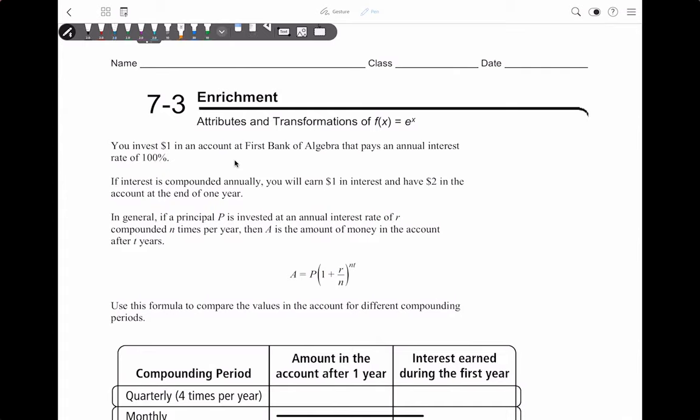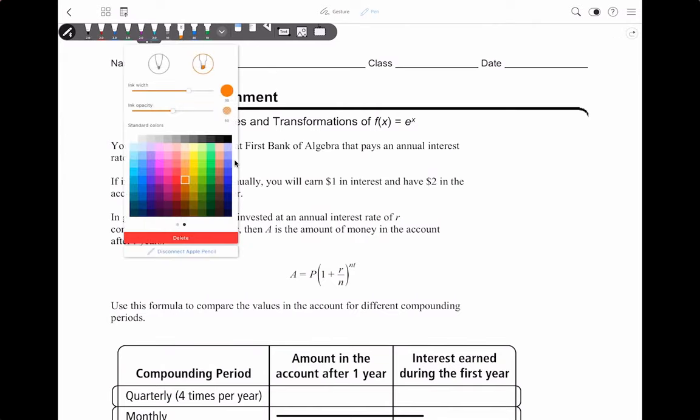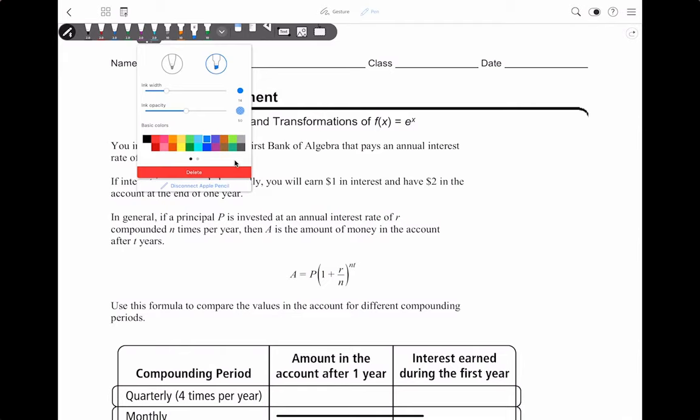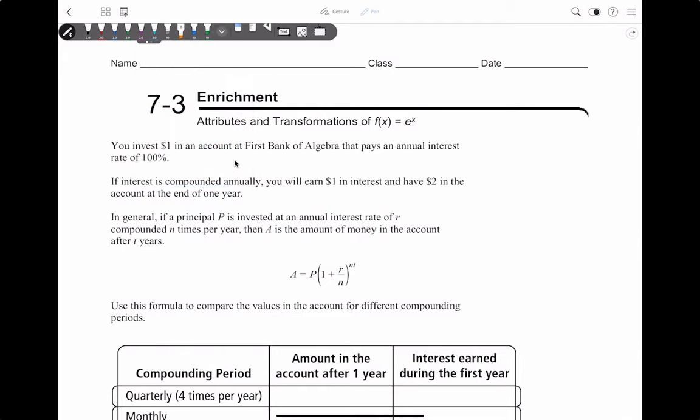Oops, let me go ahead and highlight that as I go. At First Bank of Algebra that pays an annual interest rate of 100%. Okay, so you invest $1 and it pays quite a bit. I mean, 100% is a lot as far as a return is concerned. Okay, so let's make this just a little bit smaller. We'll do that again for the other color. And then let's go back. Okay, so again, $1 is what we start off with, and it is at a rate of 100%.